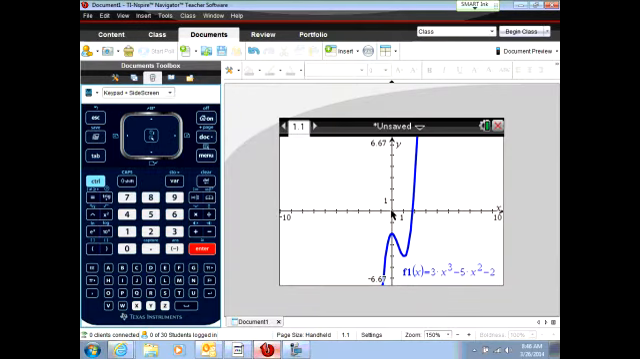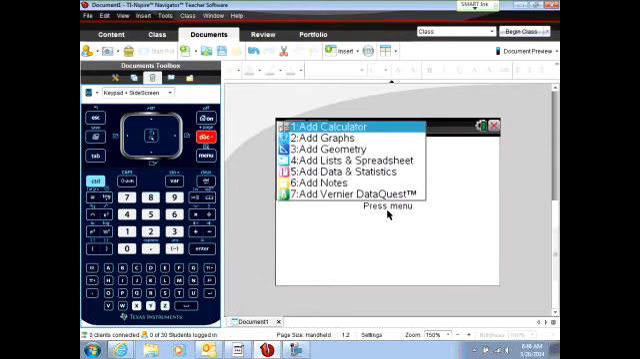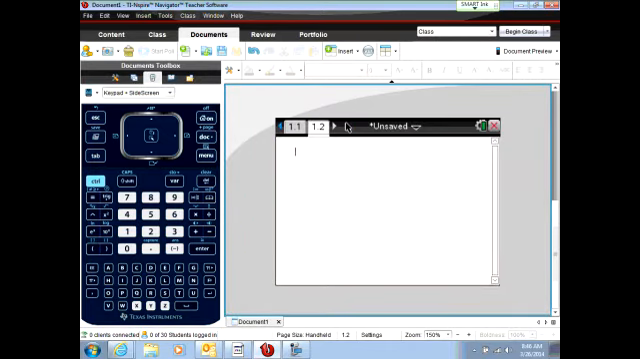To add a calculator page, the plus page is above the dock button, so we can do Control and then the dock button and add a calculator page. Now, it's important that you don't open a new document, it's got to be part of the same document. Well, we put our function that we wanted in F1.